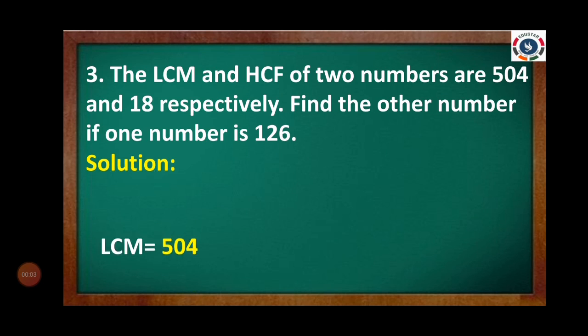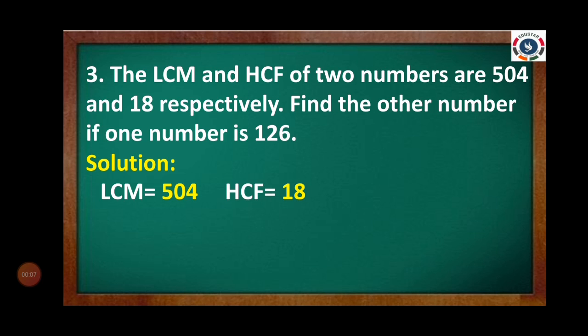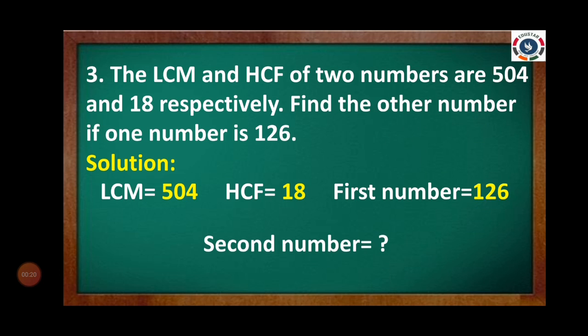Solution. LCM equal to 504. HCF equal to 18. And here one number is given, which I mention as the first number. That is equal to 126. Here we need to find the other number, that is, the second number. Here, which is the biggest value? That is the LCM. Which is the smallest value? That is HCF. Okay. So the biggest value is the LCM and the smallest value is the HCF. First number given, we need to find the second number.